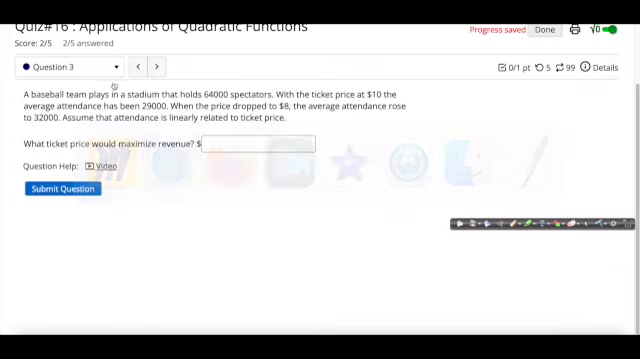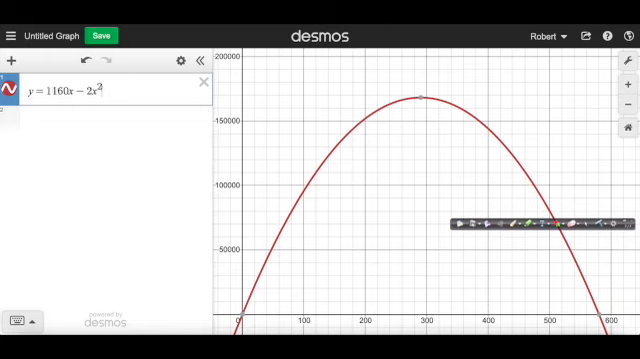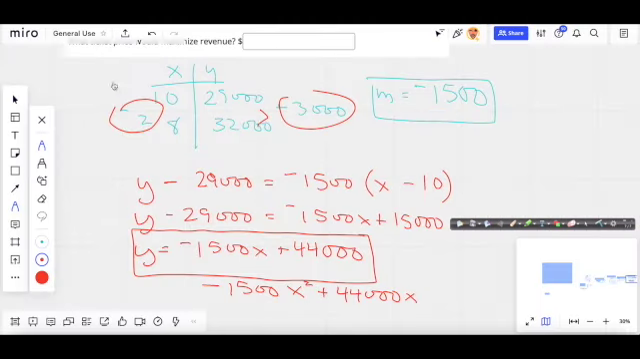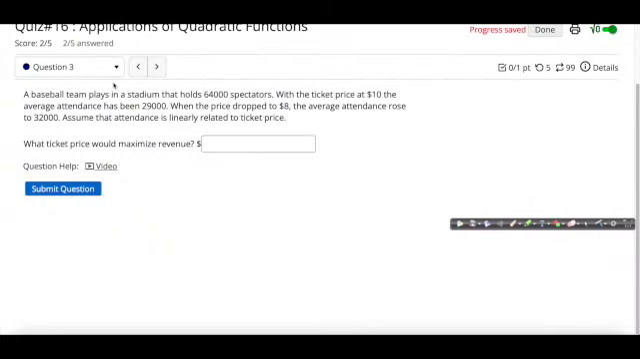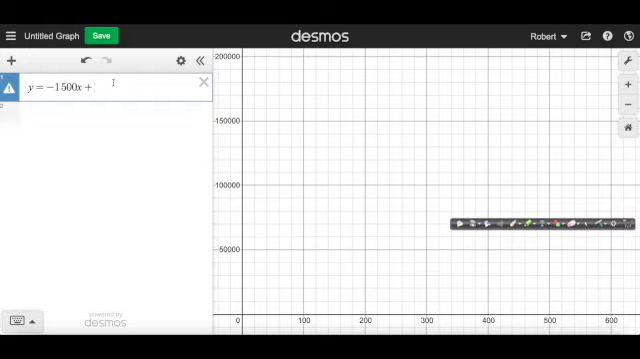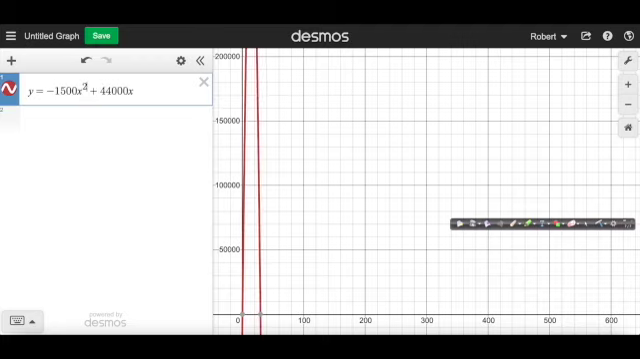So negative 1,500x, just to demonstrate that it would work. Negative 1,500x plus 44,000x. Oops, sorry. 44,000x. I do have to make this into a quadratic. I did forget that part. Let me fix that now.